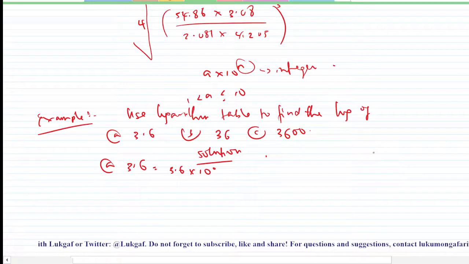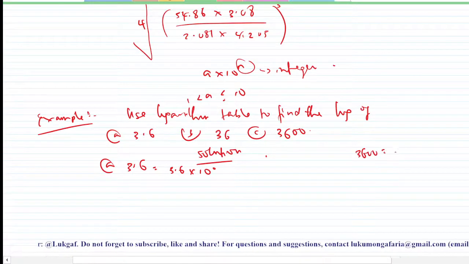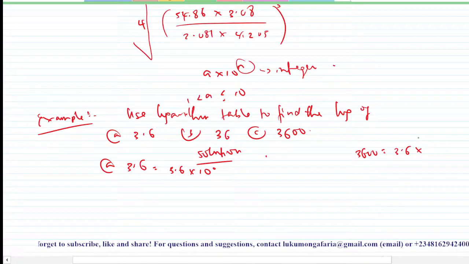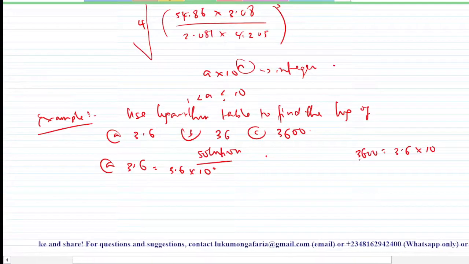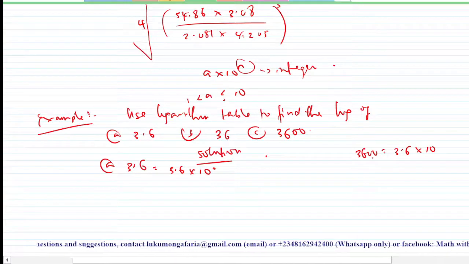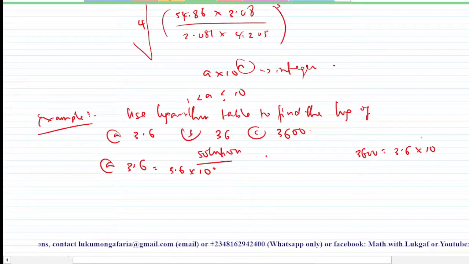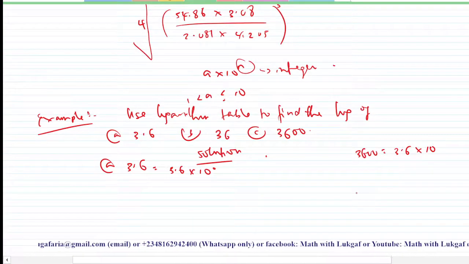Likewise, we want to convert 36 to standard form. Don't forget, that will be 3.6 multiplied by 10 raised to power, you count the number of digits you have. That's 4 digits. So if you now subtract 1 from it, you have 3. So you understand that.